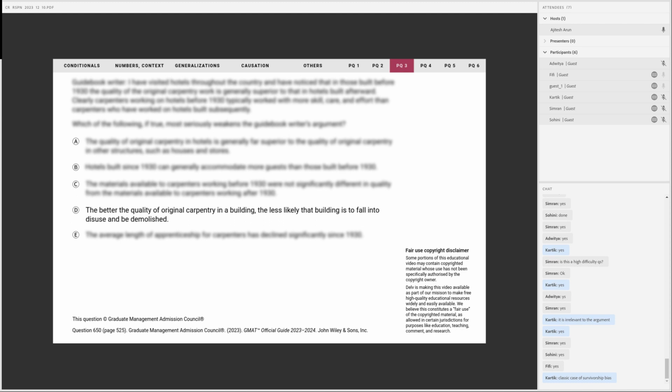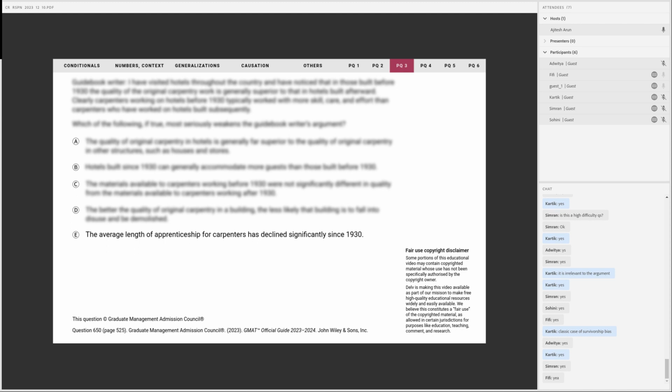Quick check. This is the main option I wanted to discuss in this question. Is everyone comfortable with what Shohini and I see Karthik have also said? Quick check. Advitya's comfortable. Karthik is, Simran is yes. And yeah, I think Fifi's just about to, yes. Excellent. All right. Now that brings us to a fun option, the last option.